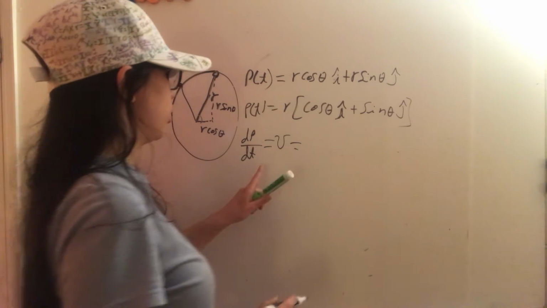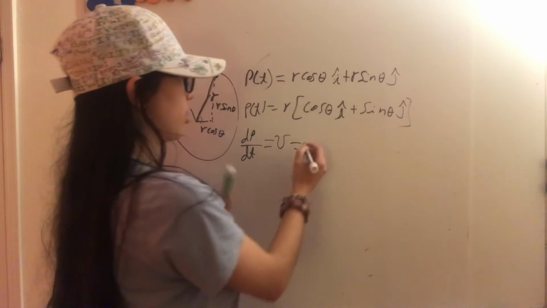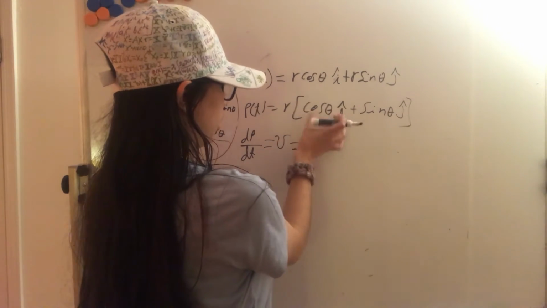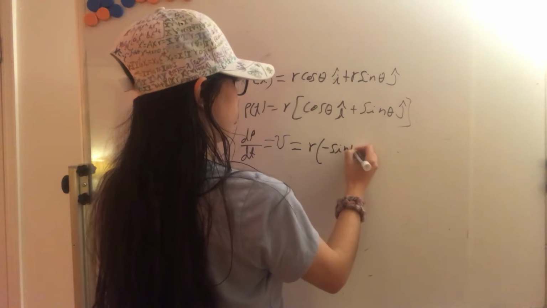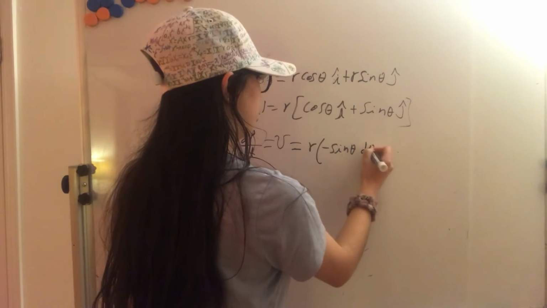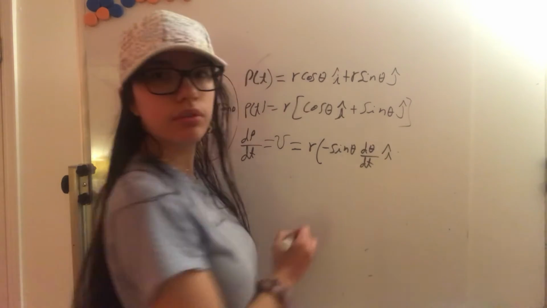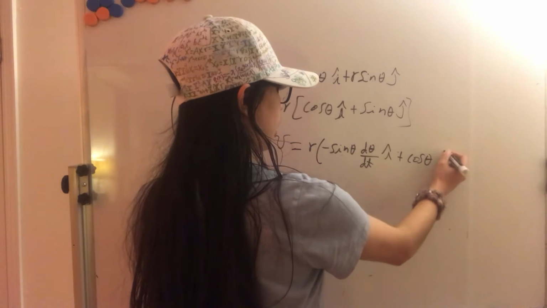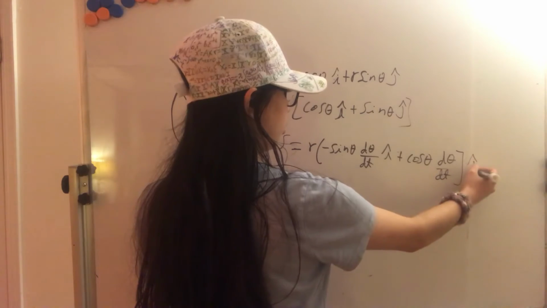We have dp/dt. r is just a constant, so r times the derivative of this. The derivative of this is minus sine theta times the derivative, d theta/dt, times the unit vector i plus cosine theta times d theta/dt times the unit vector j.